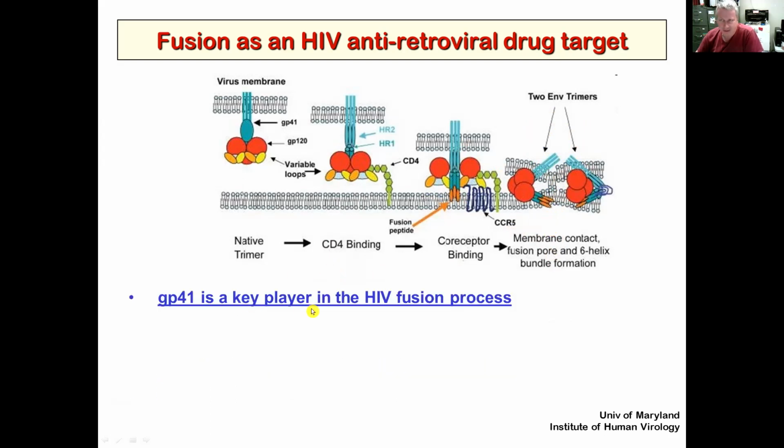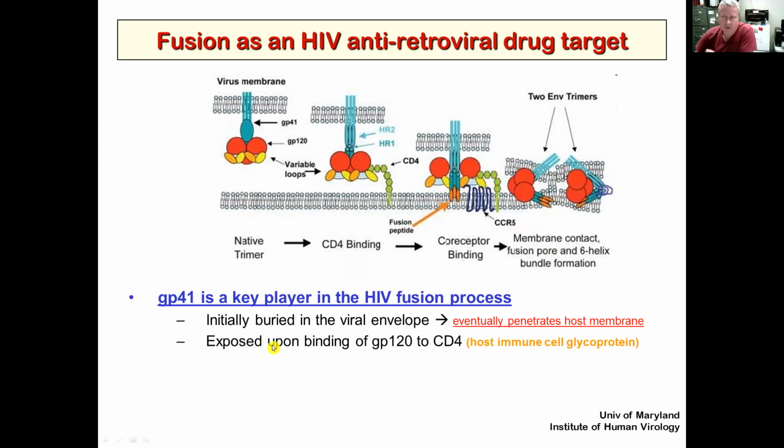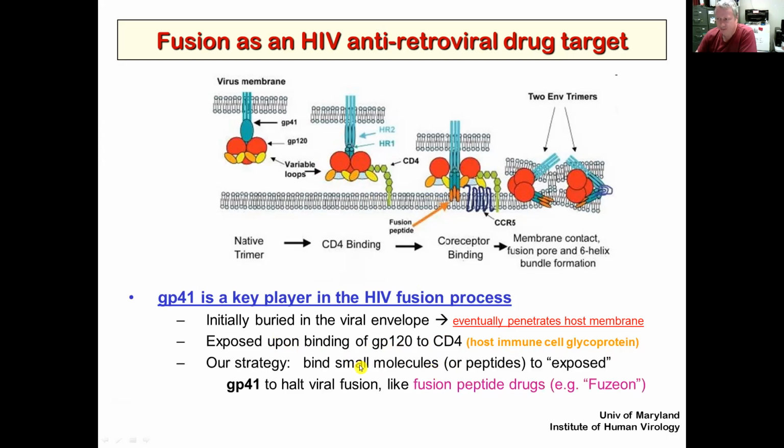So GP41 is a key player. It's initially buried in this viral envelope of all these proteins. Eventually, it'll penetrate the host membrane. But the process is that GP120 first binds to CD4, a host immune cell glycoprotein. And our strategy is basically we're going to use these molecules, or you can imagine a peptide, that'll bind to GP41 and prevent this from happening, to halt viral fusion. The drug fusion does that, for example, but could we just do it with a small molecule? That seems like a reasonable thing, right?